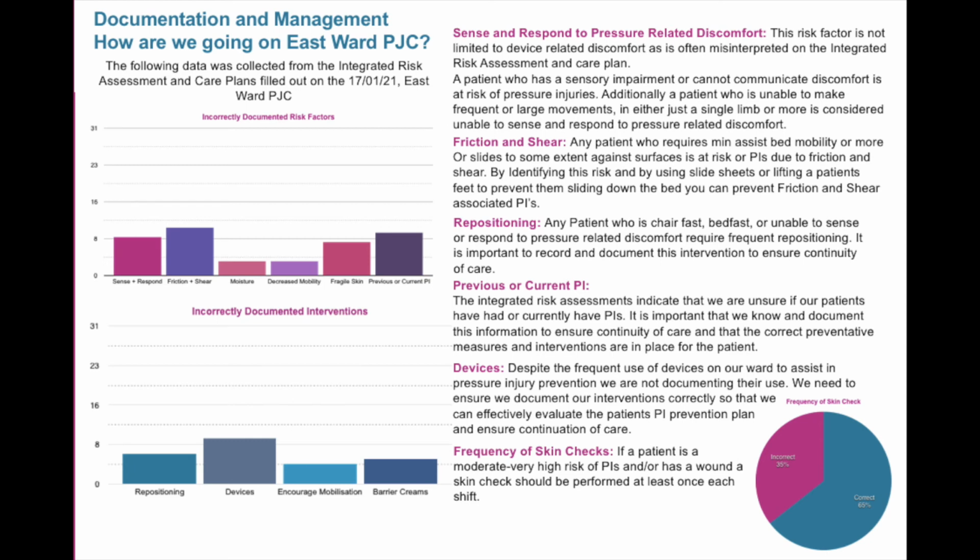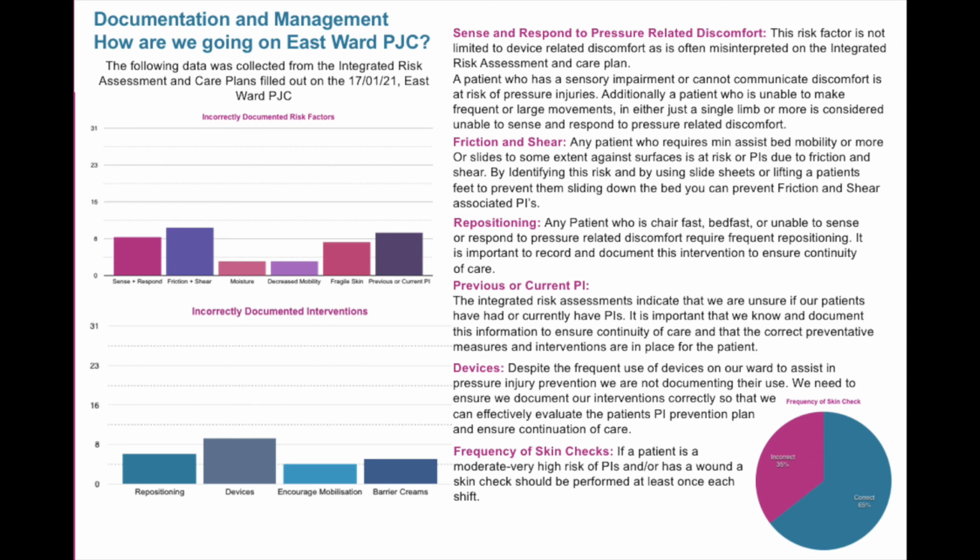Additionally, 9 out of 31 were incorrectly documented to have had a previous or current pressure injury. So this indicates that we're unsure if our patients have had or currently do have pressure injuries. And it's important that we know this information and that we document it to ensure continuity of care and that the correct preventative measures and interventions are in place for our patients.